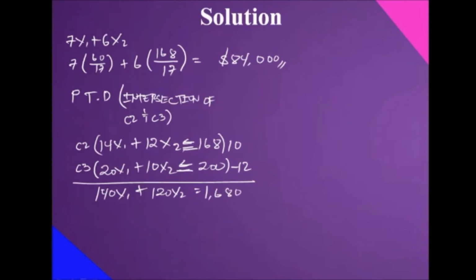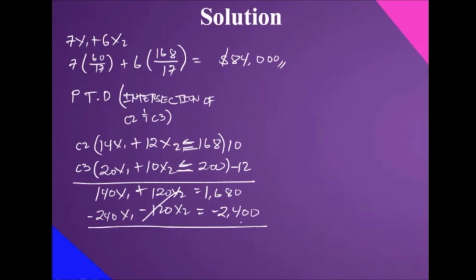And dito naman, 20 times negative 12, that is negative 240 x sub 1 minus ito, 120. Ito yung goal natin, no? Matanggal yan, makancel yan. Equals 200 times negative 12, that is negative 2,400. Okay. So, add natin tong dalawa, 140 and negative 240, that is negative 100 x sub 1 equals, ito, mas malaki yung negative, no? So, pag in-add sila, magiging negative 720.